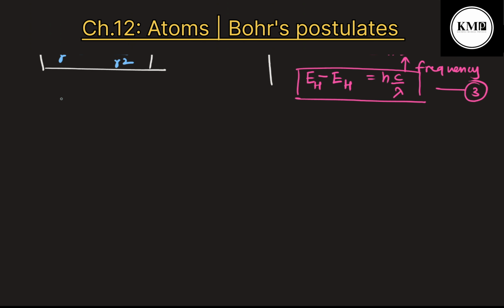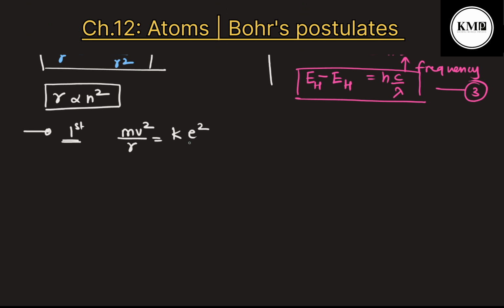Now we will prove that the radius of Bohr orbit is directly proportional to the square of the principal quantum number. For that, let's take Bohr's first postulate. The centripetal force, which is mv square by r, is equal to k e square upon r square. Here r gets cancelled, so v square can be written as k e square upon m into r. This is equation number 1.